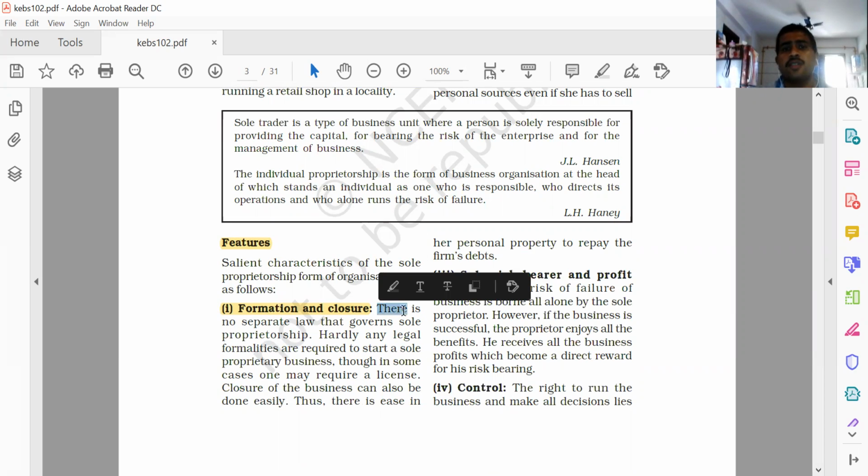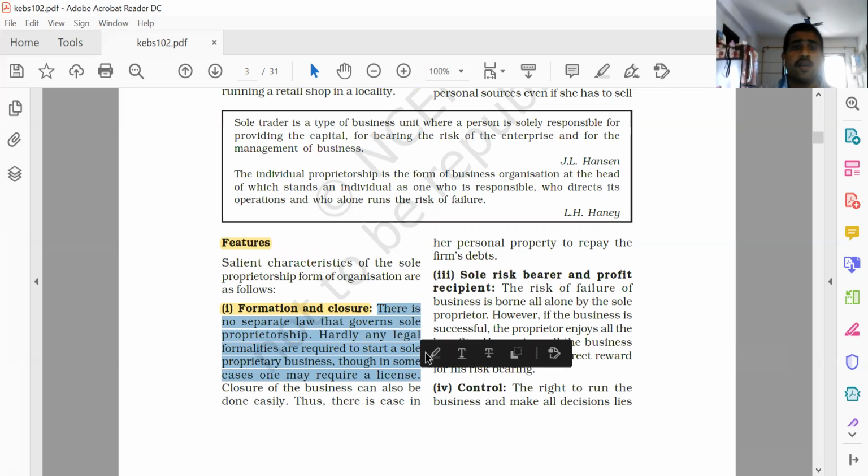Clearly they want to say there is no separate law that governs the sole proprietorship. Hardly any legal formalities are required to start a sole proprietorship business, though in some cases one may require a license. If someone is doing a chemical business, then we require a license also.